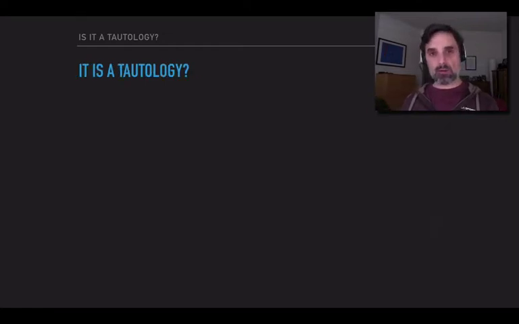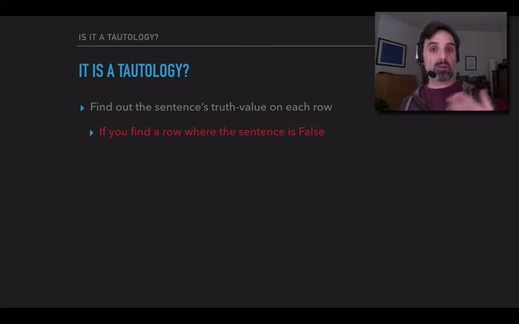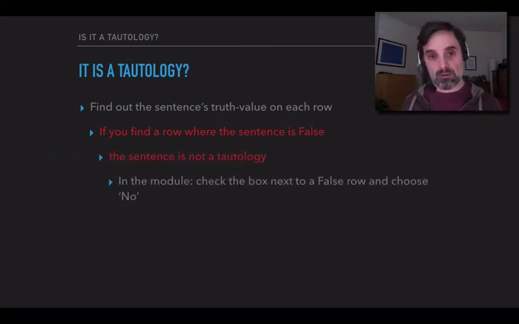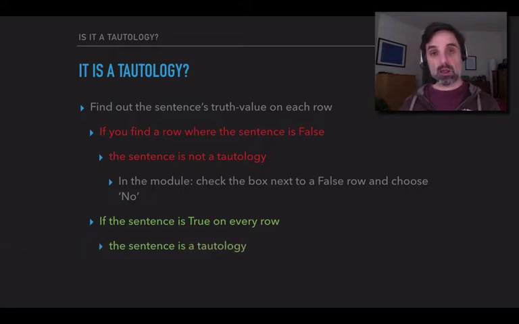So that in general is how we proceed. We need to find out the sentence's truth value on each row. If you find a row where the sentence is false, then you know the sentence is not a tautology. And so in the module, what would you do? You check the box next to the false row and you choose no, as I'll show you in a second. On the other hand, if you find that the sentence is true on every row, then the sentence is a tautology, and then in the module you'll choose yes.